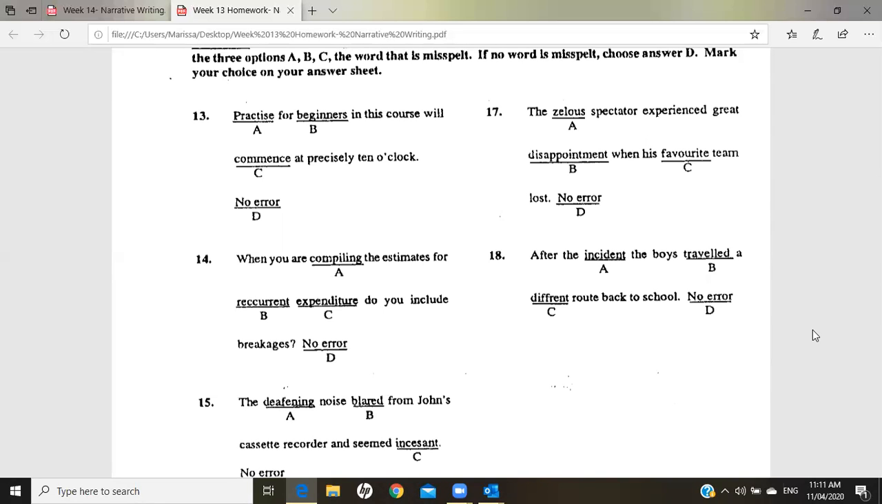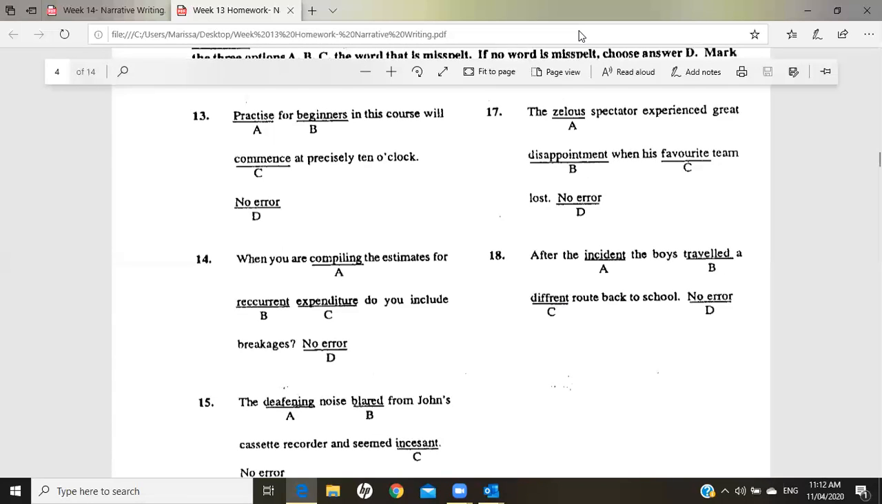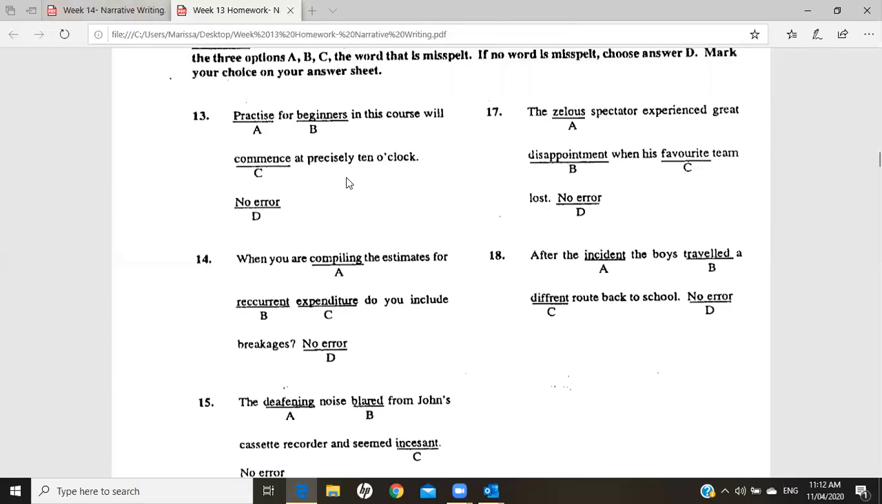After the incident, the boys traveled a different route back to school. C. C, good. The front has an E between the F and the R. Very good, thank you. Did anyone get all correct in the spelling section? Me. Very good. Me, miss. Very good. Joshua, I'm not hearing from you. Me. One wrong, okay, good.